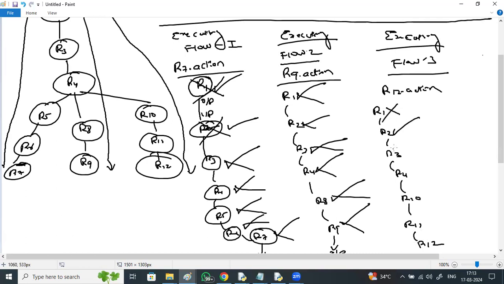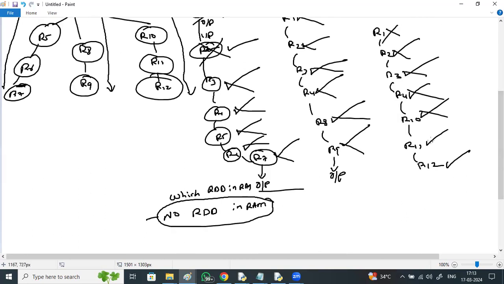When one is ready, the previous one gets removed. Once this is ready and completed, the previous one gets removed. One is ready and this gets removed. When this is ready, this gets removed. Finally, when the output is collected, this also gets removed.